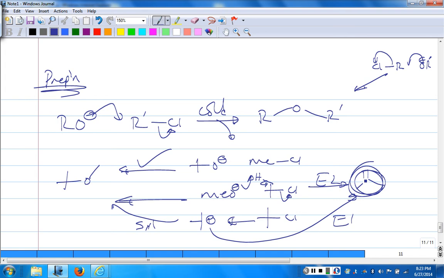Okay? So when we're preparing an ether, what is typically done is I use the bulky group on the O minus. I use that as the alkoxide. And I tend to use a smaller group as the electrophile so as to encourage the SN2 reaction, because that's really what you want, right? This is called the Williamson ether synthesis.